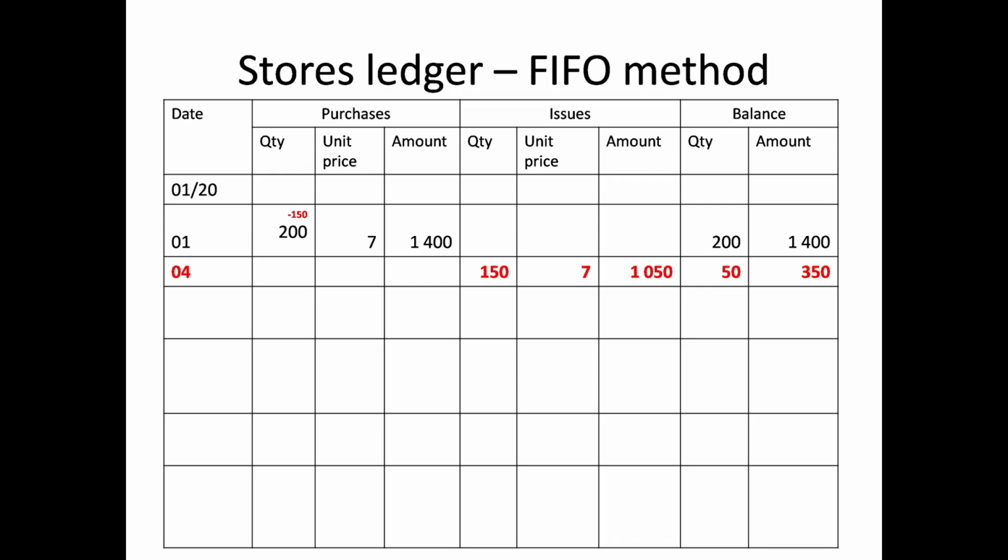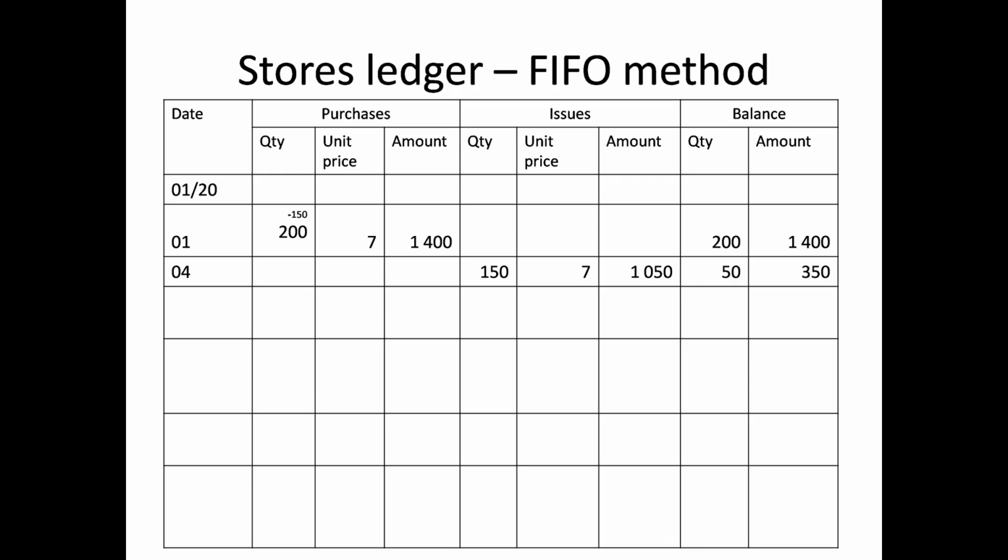Now you need to update the balance. Quantity you had 200, then you issued 150. Now your balance is 50 units. 200 minus 150, it's 50. Amount you had 1400, then you issued 1050. Then the balance is 1400 minus 1050. It's 350.